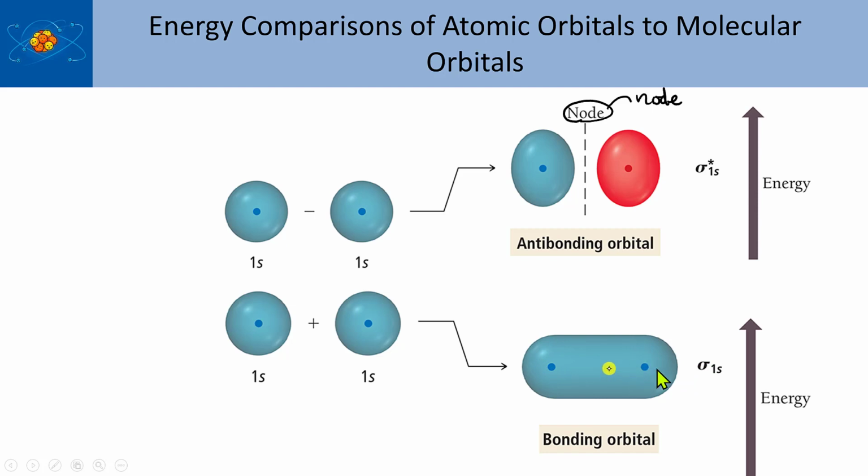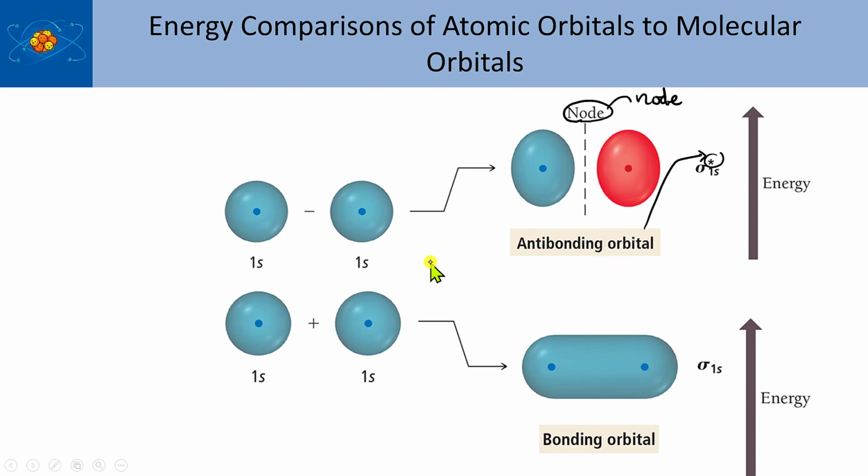This is still a sigma bond because this bond occurs on the axis. And we call it a sigma 1s because it's created from two 1s orbitals. And this is known as the sigma 1s star, and this star indicates that it's an antibonding orbital that has a node between the two atoms that are trying to bond. In terms of energy, the bonding orbital is lower in energy than the antibonding orbital.